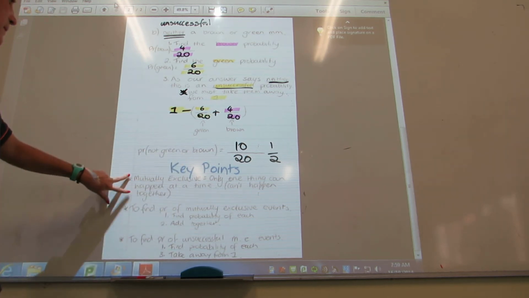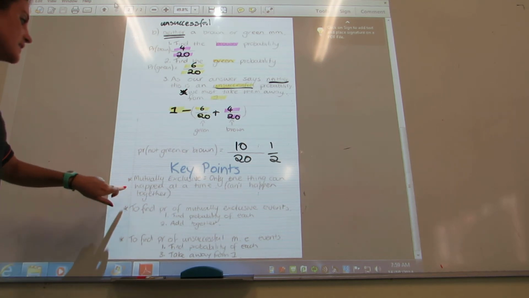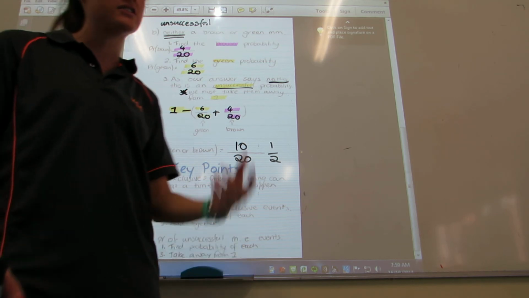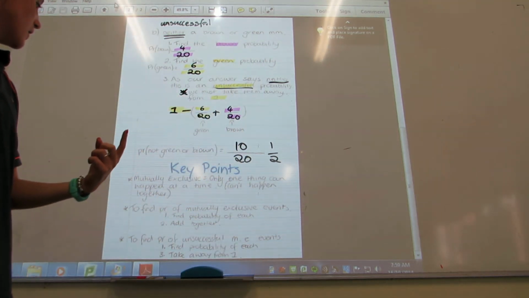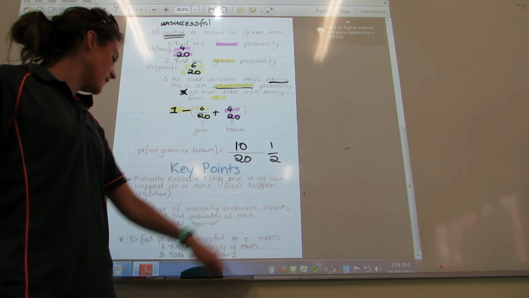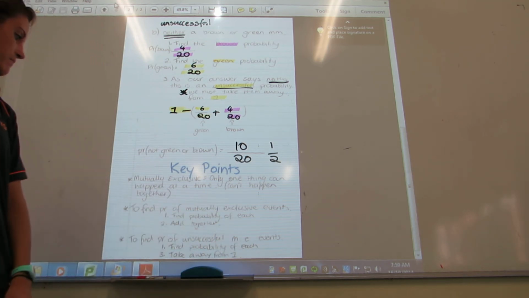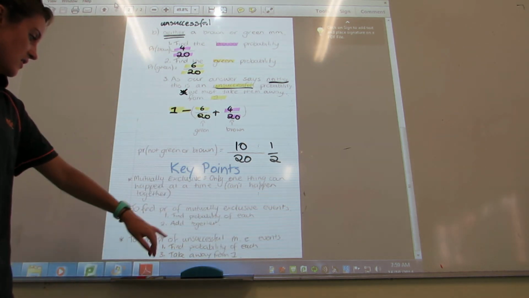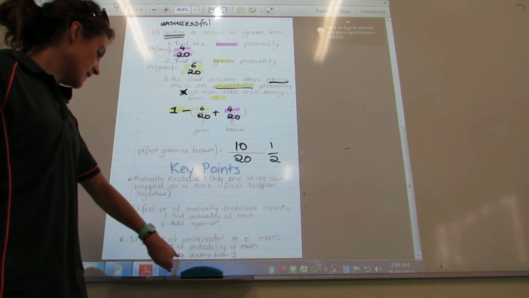So, key points to remember. Mutually exclusive means only one thing can happen at a time. We can't have two things happening together. We can't pick a green and a brown because Elise can only pick one. To find the probability of mutually exclusive events, find the probability of each and add them together. To find the probability of unsuccessful mutually exclusive events, find the probability of each and take away from 1.